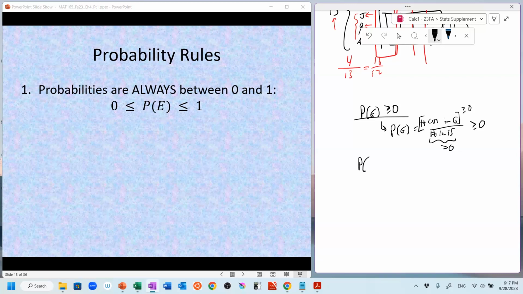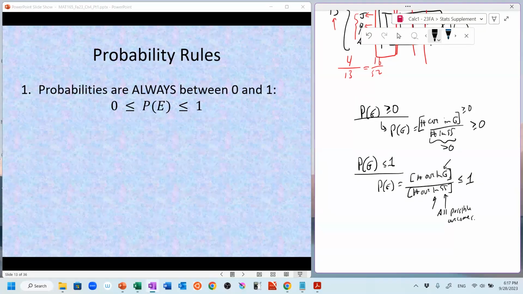Probability of an event less than or equal to 1 might be a little less clear why that ought to be true. But again, probability of an event is the number of outcomes in the event over the number of outcomes in the sample space. But remember that the sample space, by definition, contains all possible outcomes. In other words, there can never be an outcome in the event that is not in the sample space. Or in other words, the most number of outcomes I can have in the event is all of the outcomes in the sample space. So the biggest this number could be is 1. The most full my event could be is if it has all of the outcomes in the sample space.